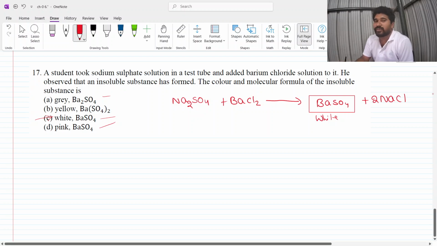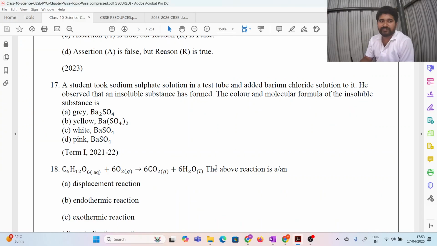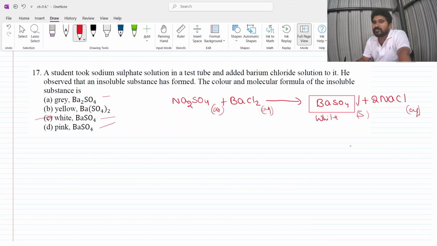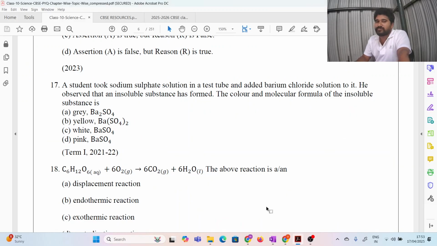Okay. So you have to mention here what states these are. This is aqueous, aqueous, NaCl aqueous. Clear? Understand? Next question. And whenever it is a precipitate, which symbol do you have to indicate? Down arrow. Gas means upward arrow.